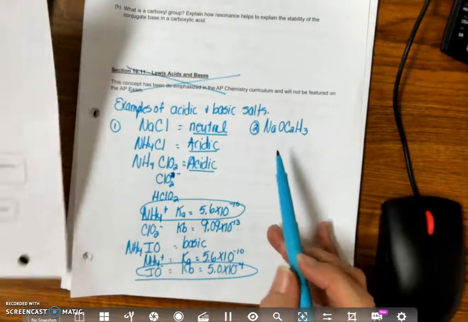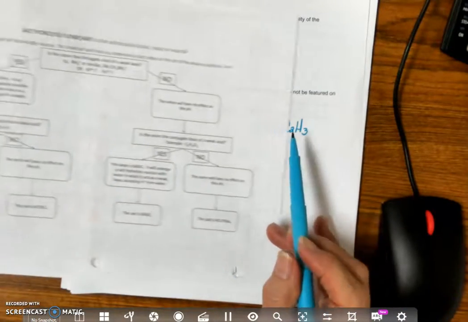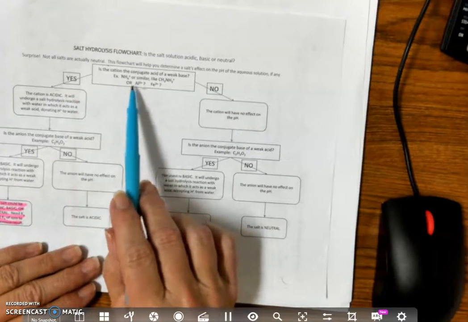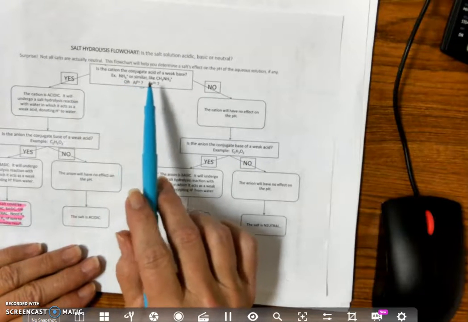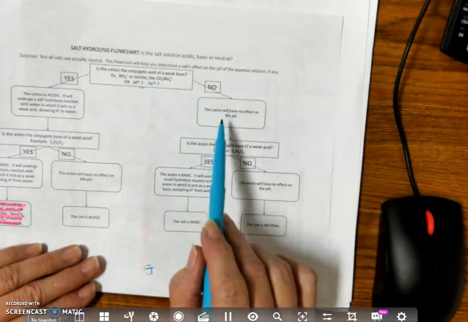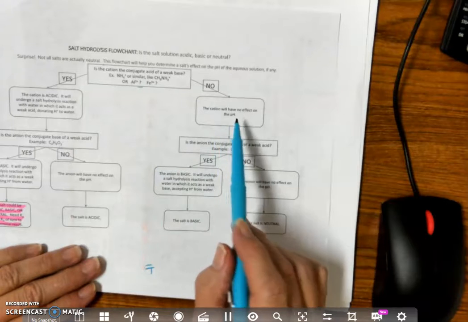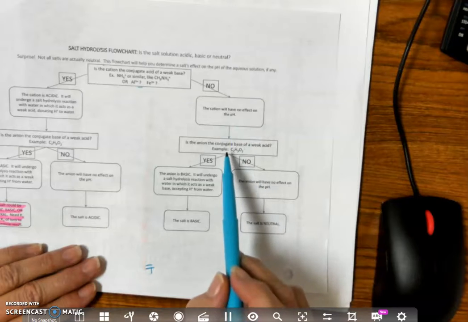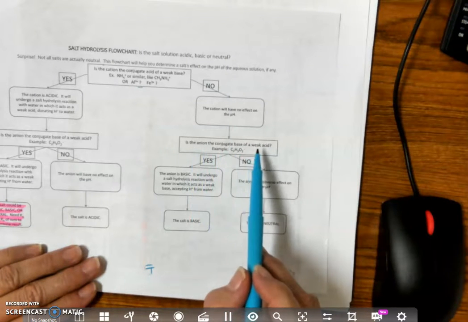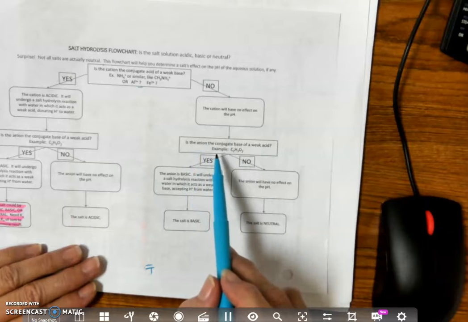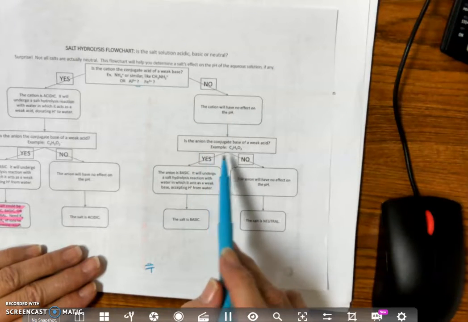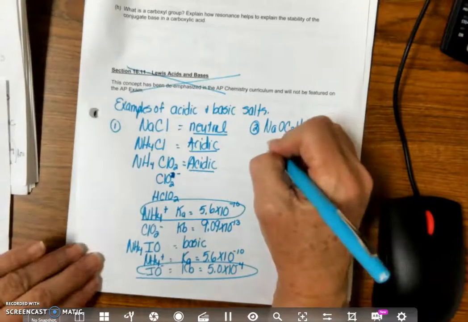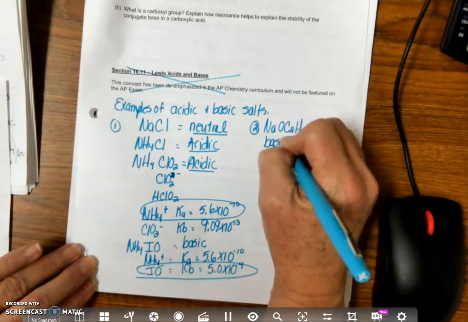All right, let's do one more. I want to do sodium acetate, which is on here. So sodium, of course, is not ammonium or one of these cations, so we're going down this side. The cation will have no effect. Let's look at our anion. Now, in the last case, we had sodium chloride, and we went off in this direction. But in this case, is the anion the conjugate base of a weak acid? It is. So we have sodium, we have acetate. That means the anion is basic. That means this salt is basic.